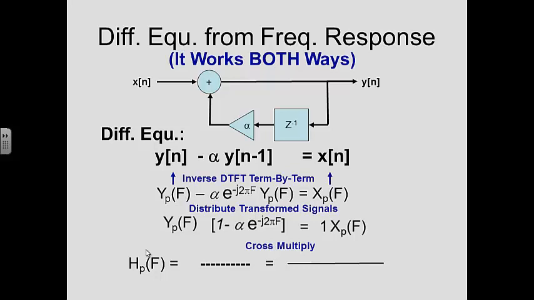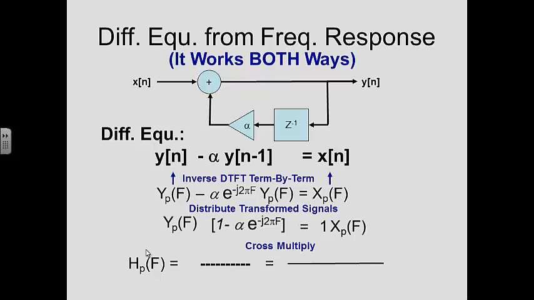It's essentially, literally the process we did to go from difference equation to frequency response running backwards, undoing all the steps. Because H of f is Y of f over X of f. And in fact, that's a game that's called system identification or deconvolution.